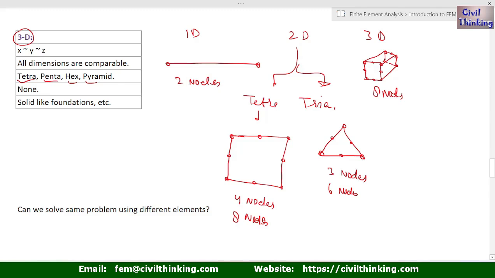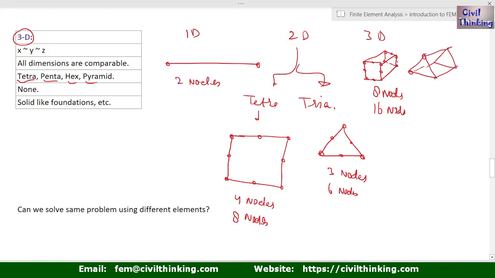Then how many will we get? Because it is 1, 2, 3, 4, 5, 6, 7, 8 and 8 and 8 is 16 nodes. Then in 3D, when we expand this tria in the 3rd dimension, what do we get? We get a pyramid, or we get a penta, for example. Like this.